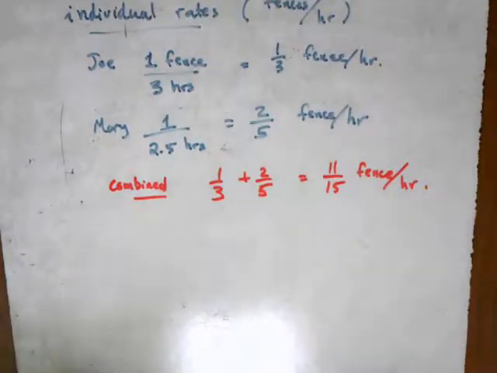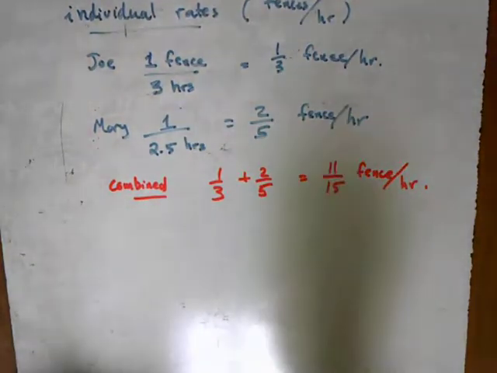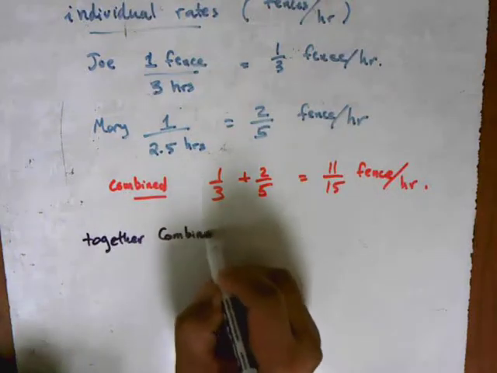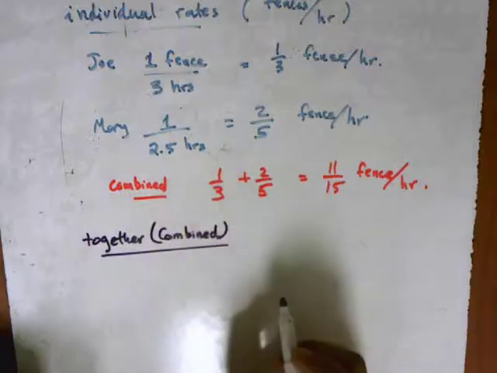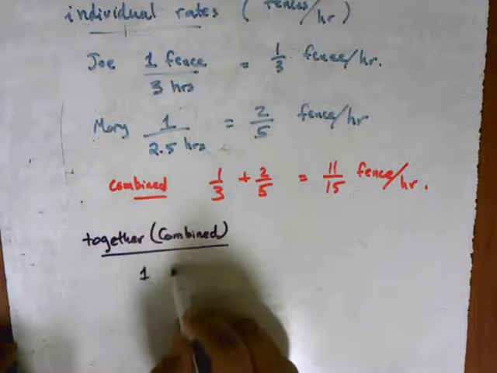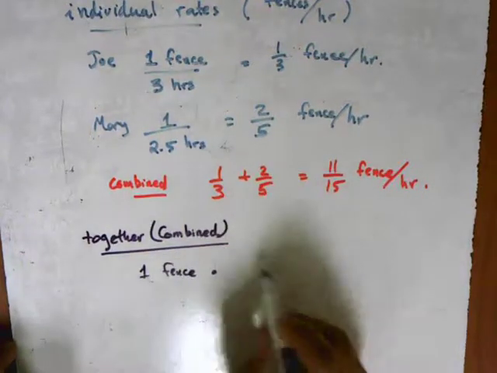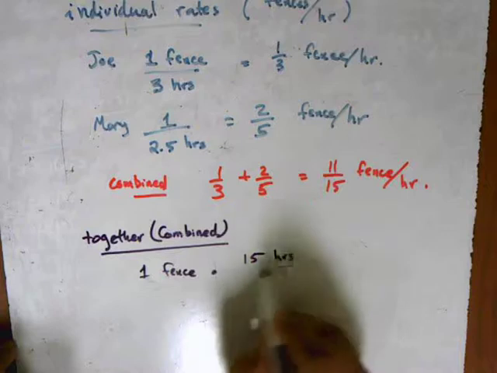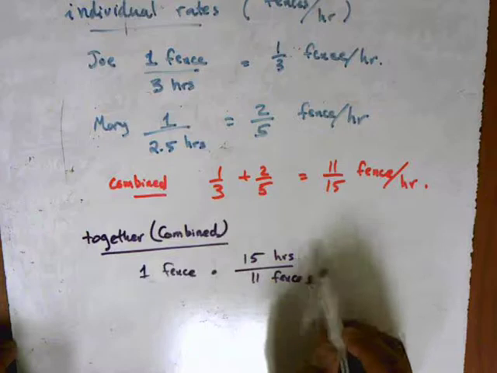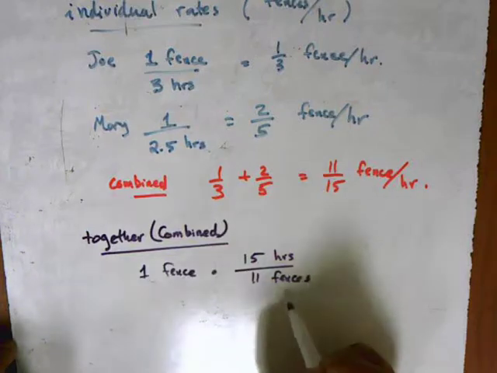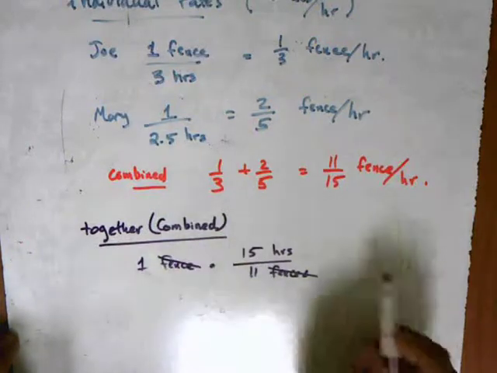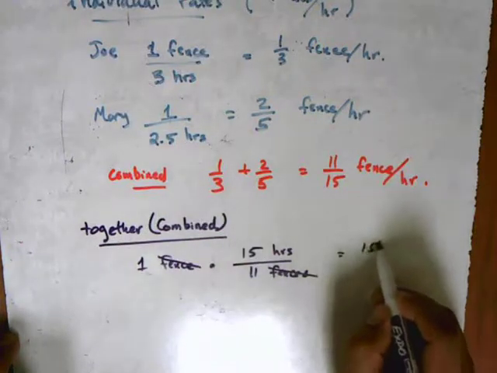Now we've answered the question: how long will it take if they work together to paint one fence? With the combined rate, they can do 11 fences for every 15 hours. These are really strange units, but you want to set up the unit analysis so that the units you don't want cancel out, and you're left with the units you're looking for. In this case the fence cancels out, and it's going to take them 15/11 of an hour.